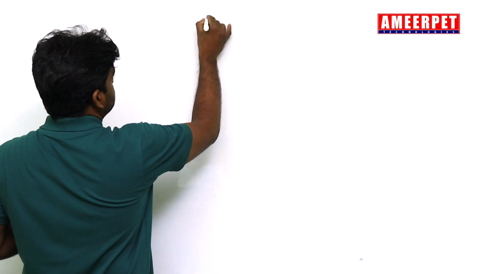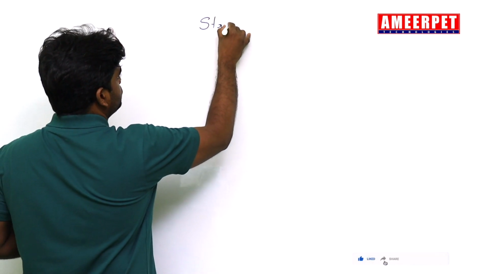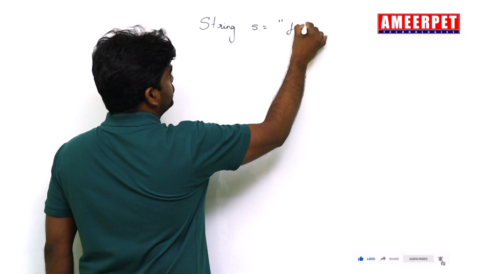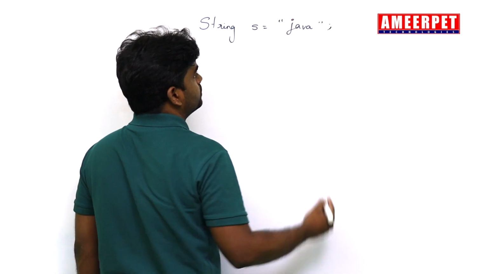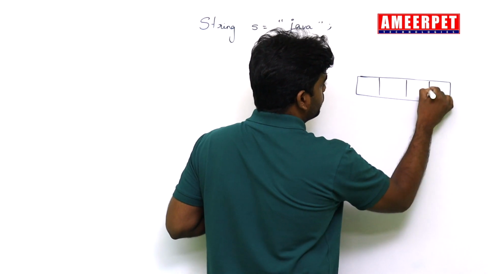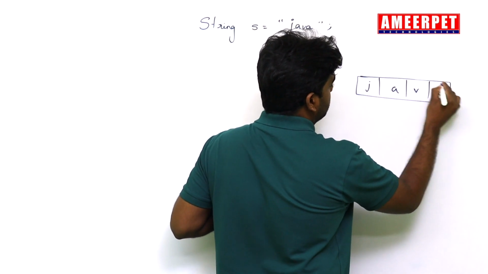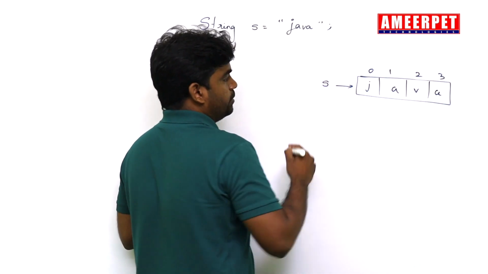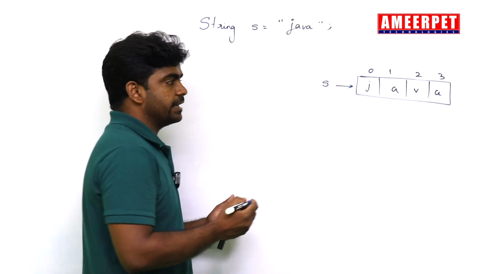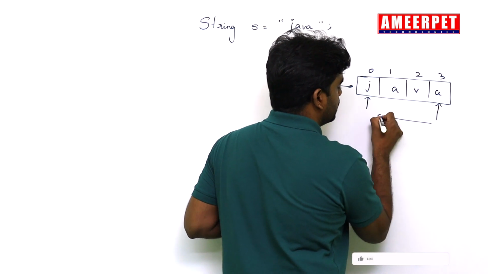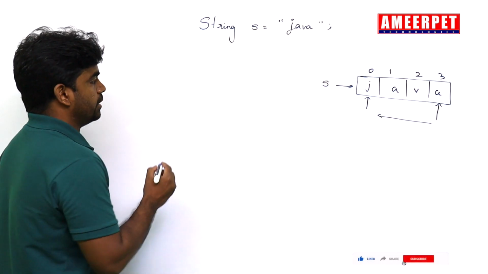In this video, I am going to explain how to display a string in reverse order. Here, I am taking a simple string, string s equals "Java". This is how the memory will be allocated, and this s is pointing to this one. But now we need to display it in reverse order. Reverse order means the loop needs to repeat from this location back to this location, in reverse.